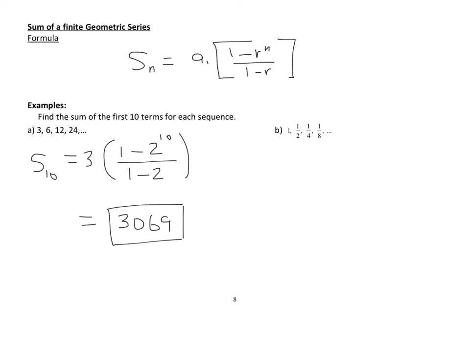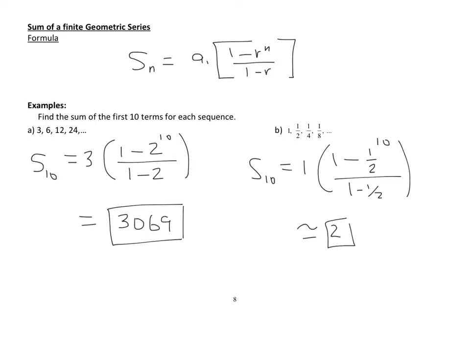Now let's go to the next one. We are doing the same thing. So I already know the first term, and I need the 10 terms. So it's going to be the first term, which is 1, and then I'm going to multiply by 1 minus, what is the ratio? Every time I'm multiplying by half, and that's going to be raised to power 10, and I'm going to divide by 1 minus 1/2. I put that in the calculator, and I get about 2. That will be the answer.